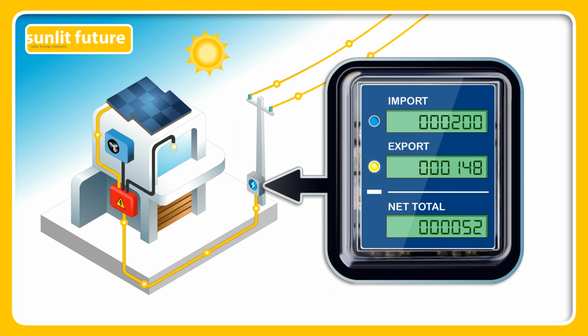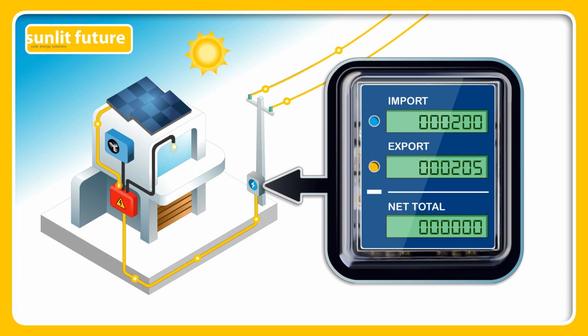The consumer is presented a bill at the end of a billing cycle. The total bill amount is the amount of imported electricity reduced by the amount of exported electricity. The result is shown in the net total display. When the system is exporting electricity, the meter is running backwards. The meter will not go below zero.